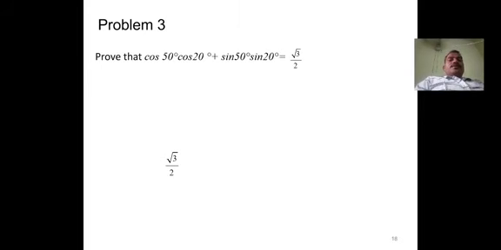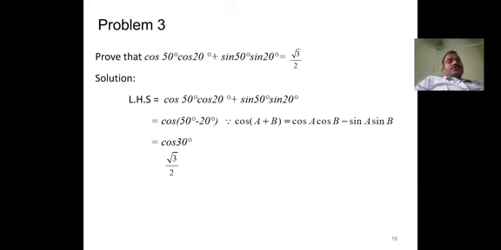The next problem also same, cos 50 cos 20 plus sin 50 sin 20, cos of a minus b, cos 50 minus 20, cos 30. Cos 30 value is root 3 by 2. So this is the cos 30 value, root 3 by 2.